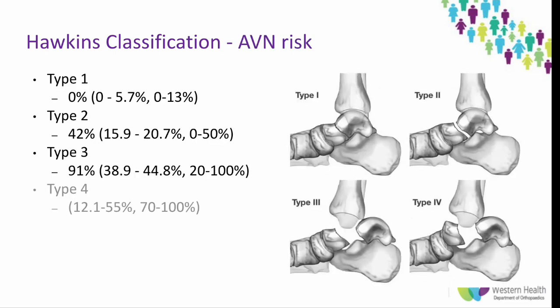So the Hawkins classification describes the AVN risk, and according to Hawkins, a type 1 fracture had a 0% risk of AVN, type 2 had 42%, and type 3 had 91%. Now these values vary dramatically in the literature, and there are wide ranges reported. The risk of AVN increases as you go from a type 1 to a type 4 fracture. But these are some of the values that are reported, and some saying that there's even a 100% chance of AVN. The numbers on the left side are more recent values, which suggest that it's only up to maybe 55% risk.